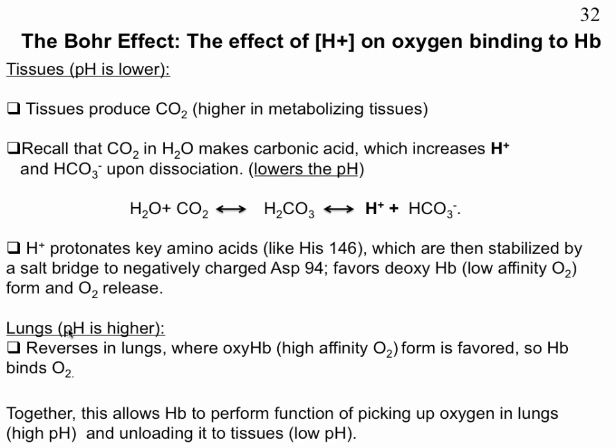Okay, so in the tissue, the pH is lower. So this stabilizes the low affinity form of hemoglobin, and then it's going to release its oxygen to the tissues. But then when we get to the lungs, the pH is higher, and so this reverses the effect. So this is no longer going to be in a salt bridge. The histidine will not be protonated, and so the salt bridge cannot form, and so that will destabilize the formation of this low oxygen affinity form of hemoglobin.